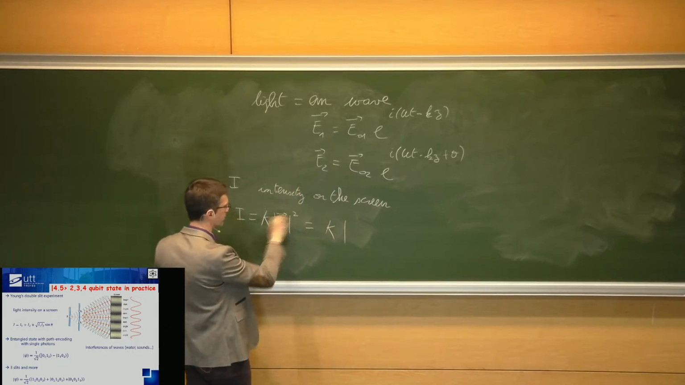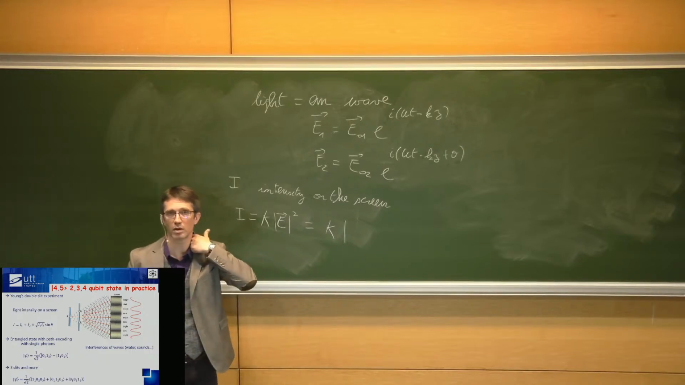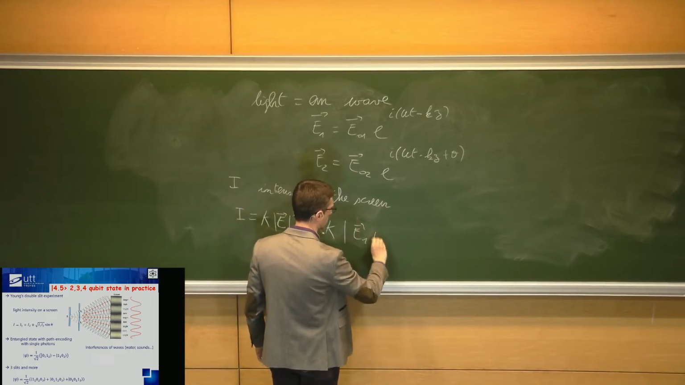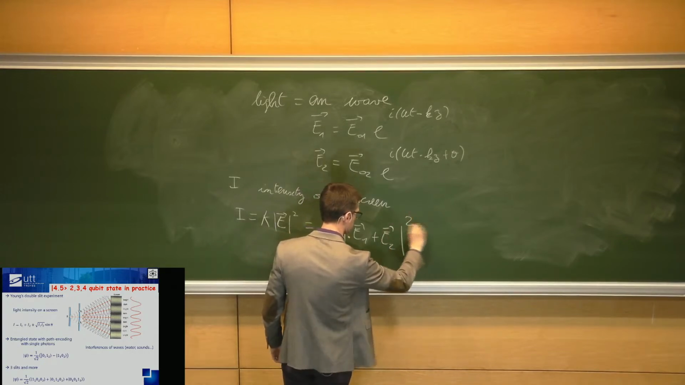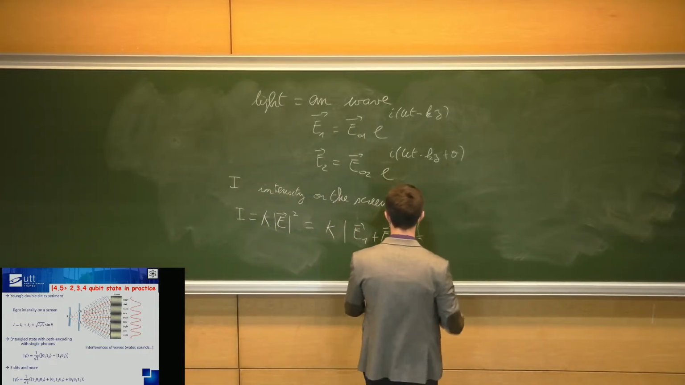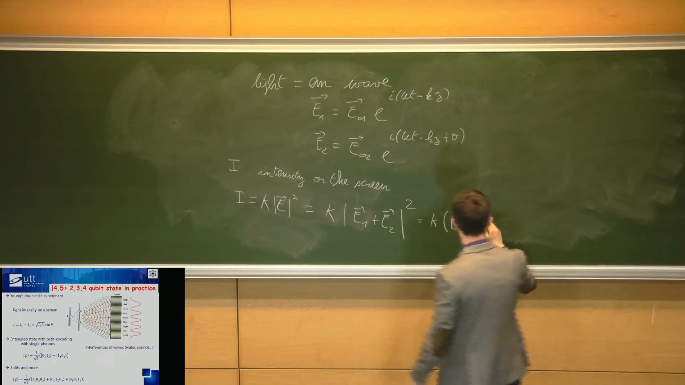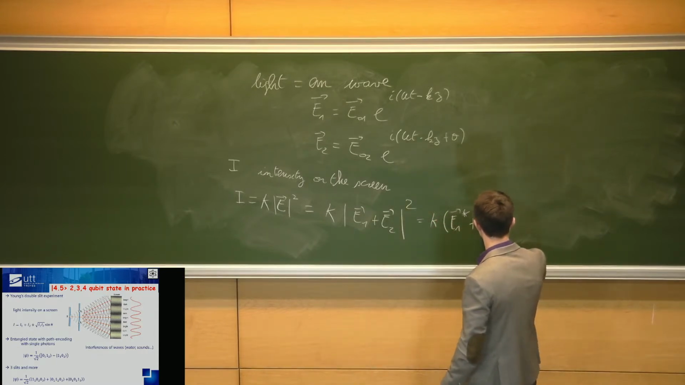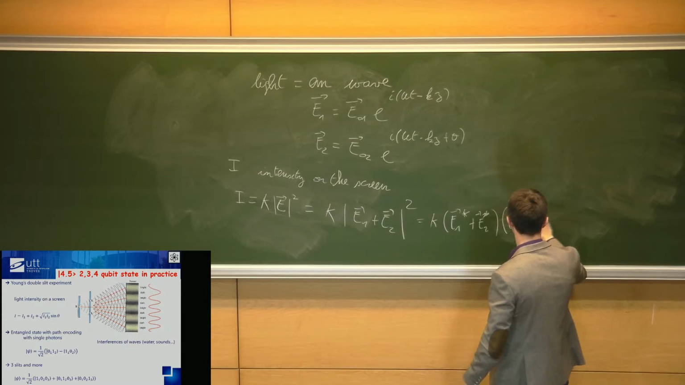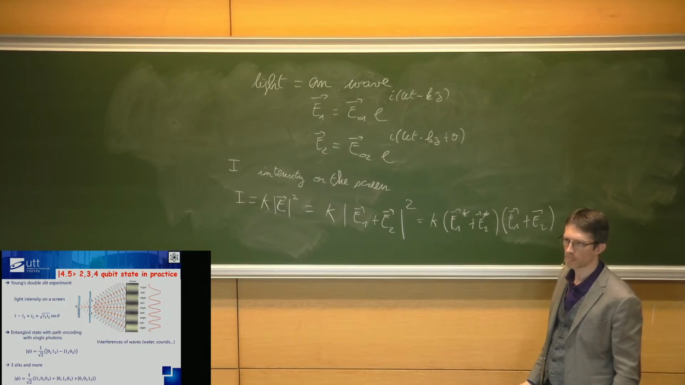And the total electric field on the screen is the sum of the two, due to S1 and S2, the two sources, the two slits. So it's E1 plus E2, modulus squared. Right? So let's do this. It's basically K times E1 star plus E2 star, times E1 plus E2. Right?